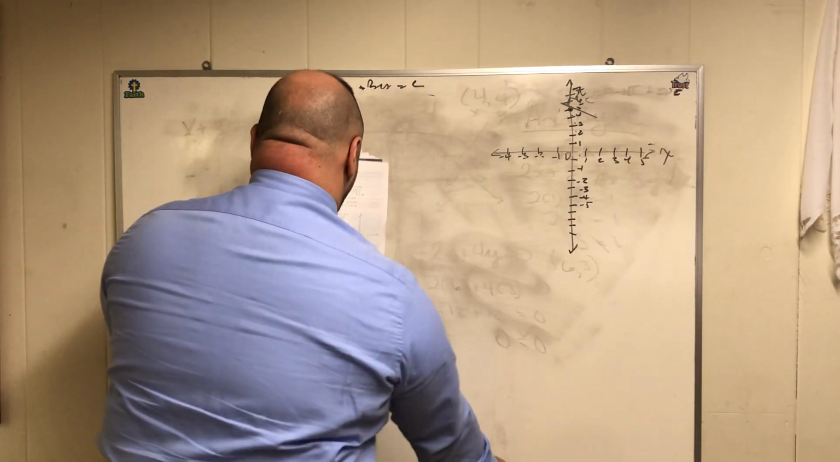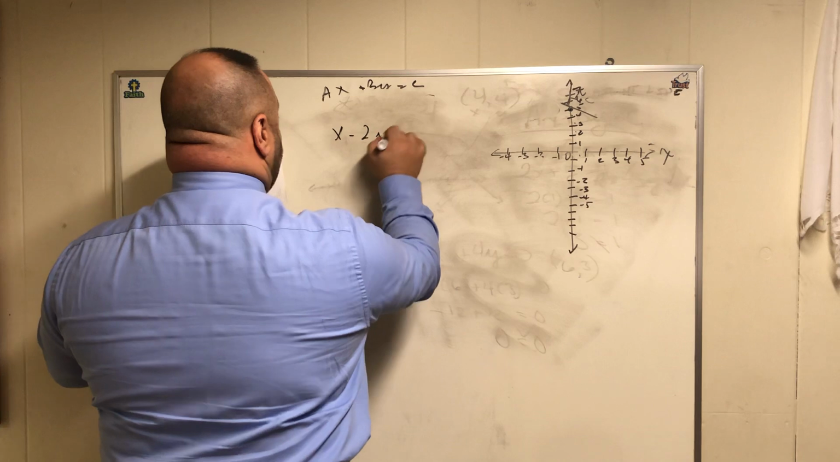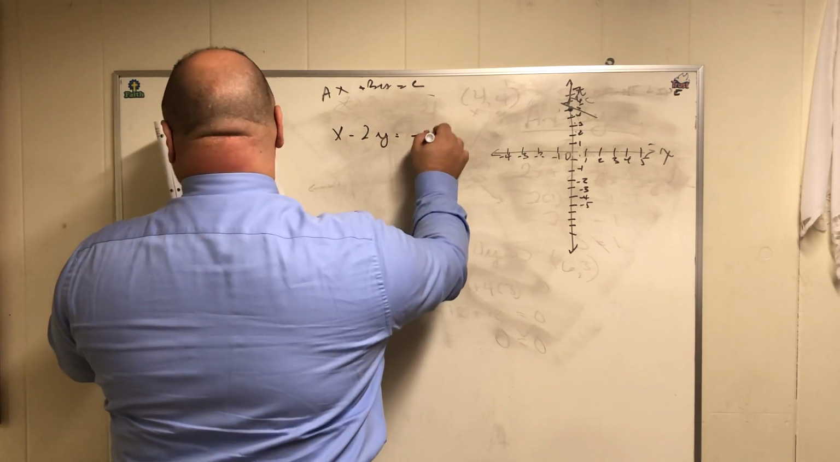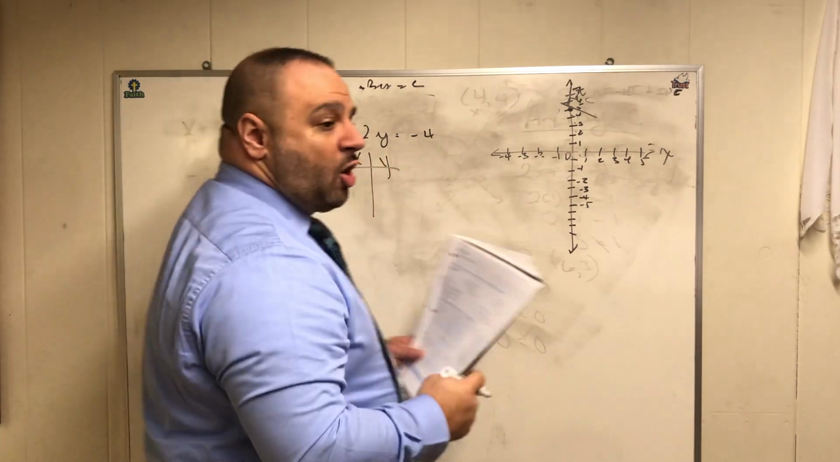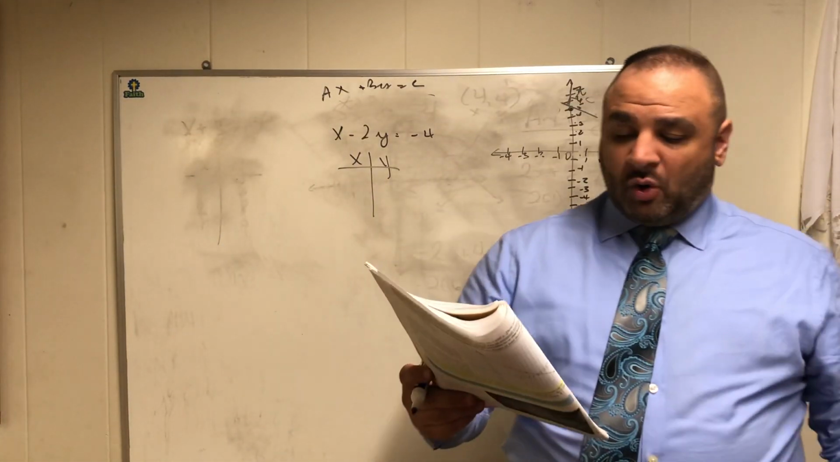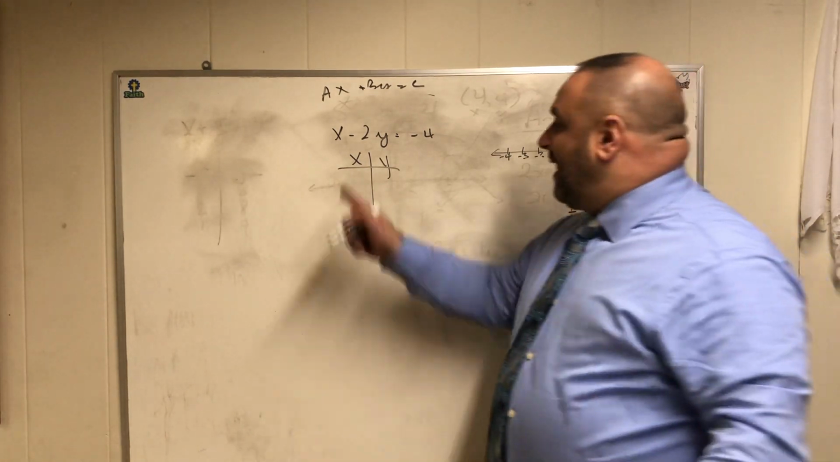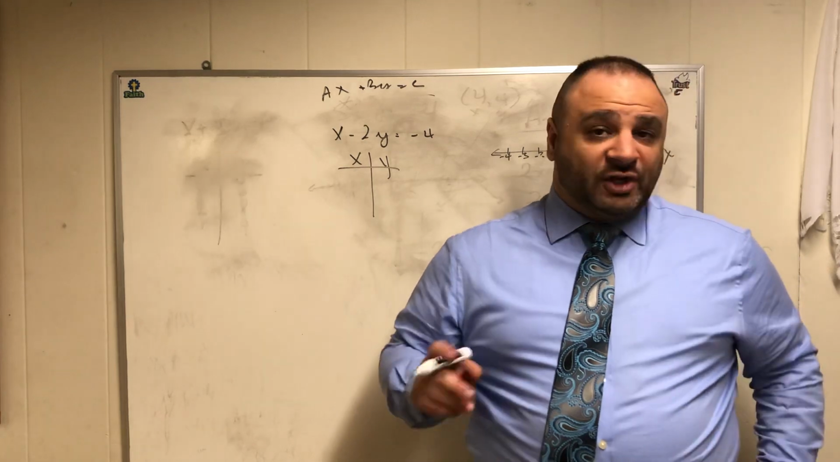Okay, number 10, we have x minus 2y equals -4. You want to go at least 3 spots here. So x and, obviously this is 2 times whatever y is. So let's look at this together.